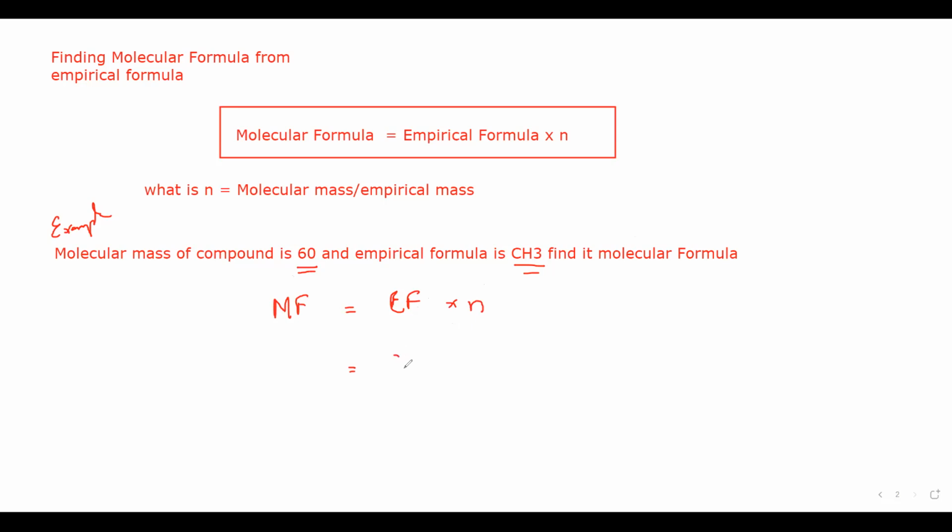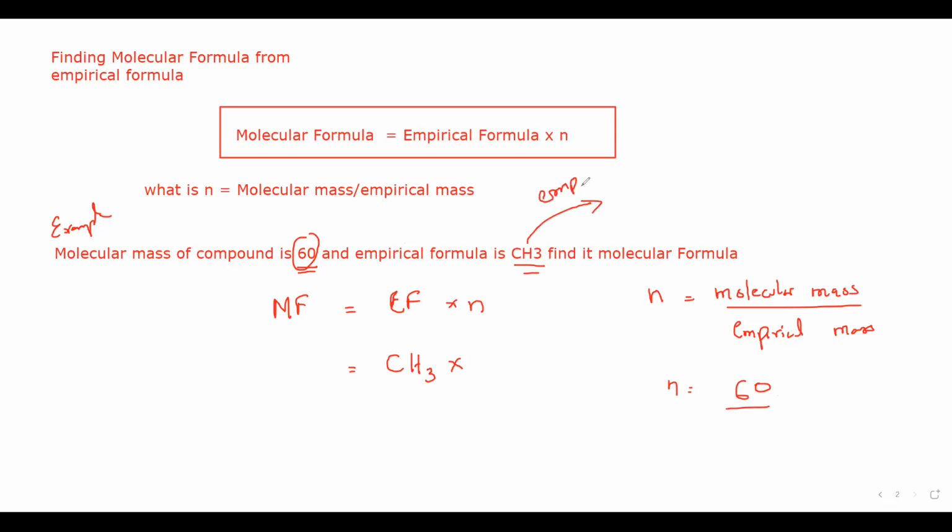Here the empirical formula is CH3. But what about n? What is the value of n? n is equal to molecular mass divided by empirical mass. The molecular mass is given, 60. What about empirical mass? How to get the empirical mass? You will find the empirical mass from the empirical formula. If the empirical formula is CH3, what will be the empirical mass?